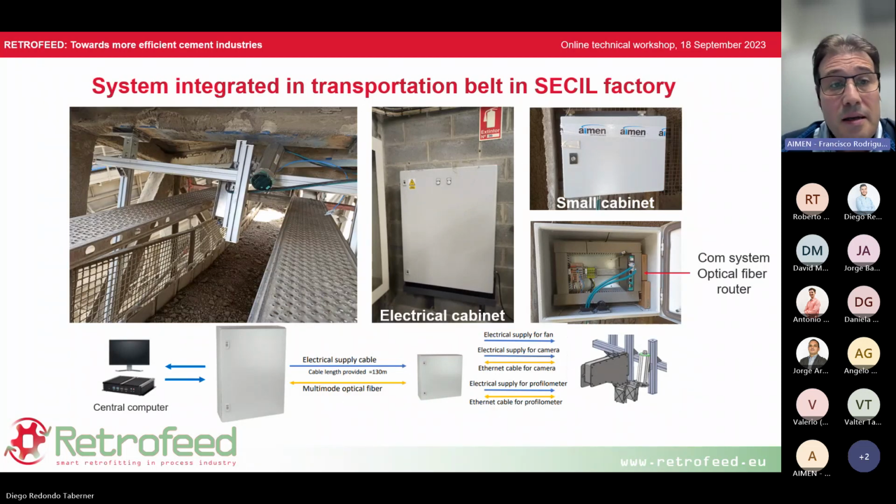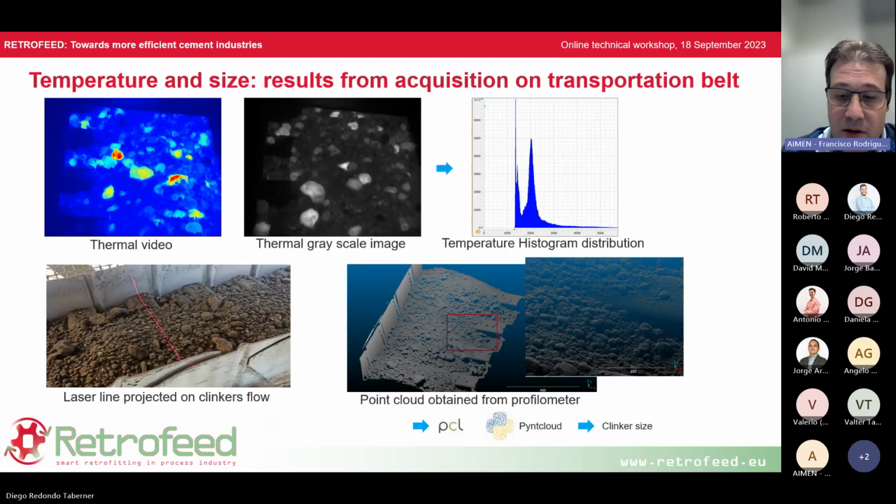Thank you. So here's the system integrated in the transportation belt, and you can see there are two different cabinets, as I explained before. A small one that is in charge of regulating power supply and communication, and is fitted with some optical fiber routers. And the other one is the main cabinet that will enclose all the processing units for this system. This, of course, will be connected to a central computer in order to collect all the data. So in the next slide, you will see some of the results.